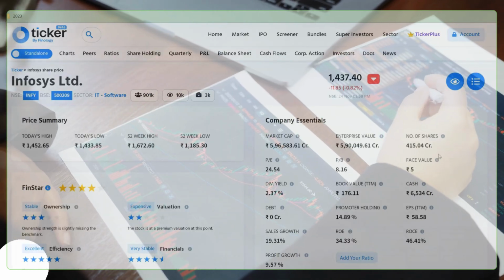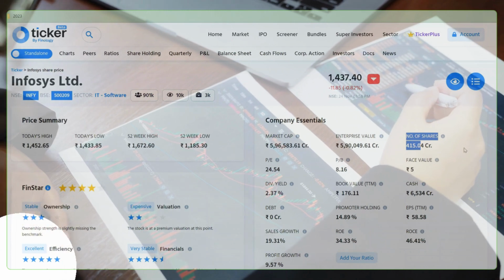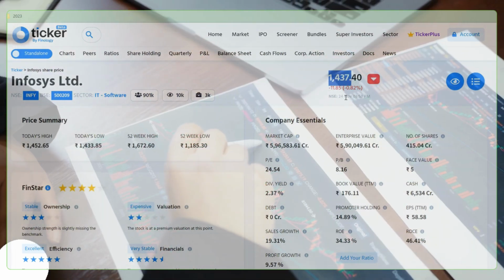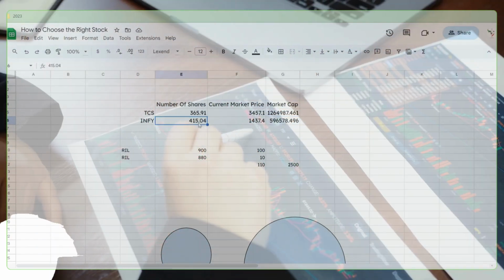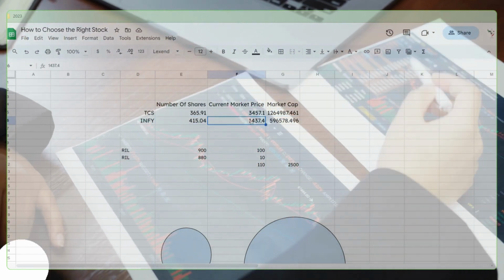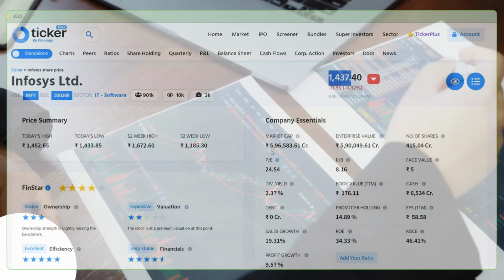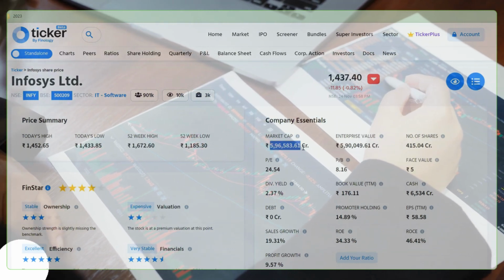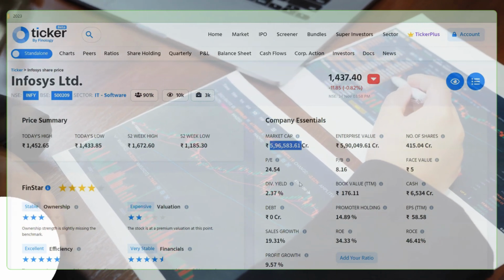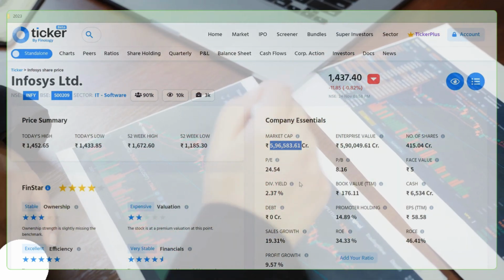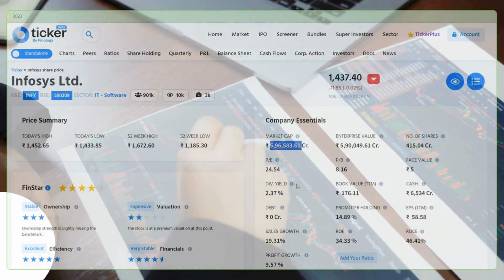If you go and see Infosys, the total number of shares is 415.04 crore and the current market price is 1437. So it should be approximately that, 41504, and this is the market price, and this is the market cap, 5965. So the market cap of Infosys is 5965. This is how we calculate the market cap: the formula is the number of shares times the current market price of that share.